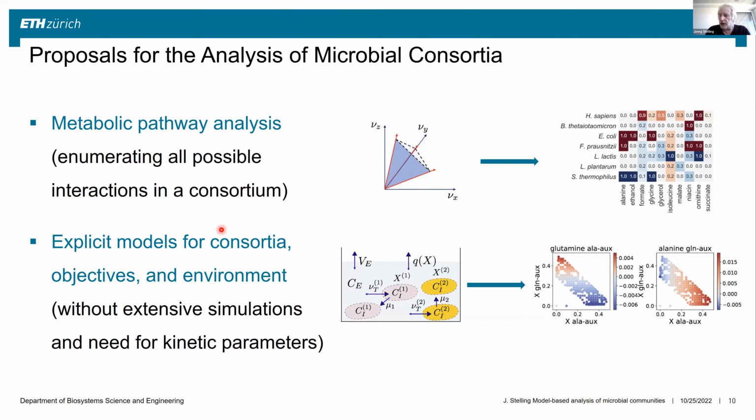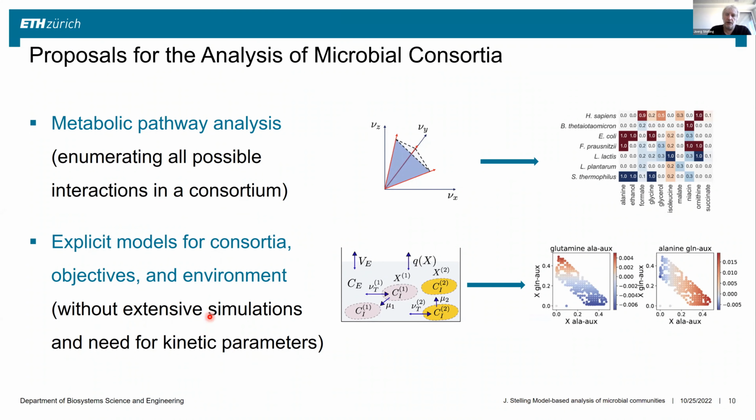And then in the second part, I want to show you an even more recent approach here, where we have explicit models for consortia, explicit models for objectives, but without having to have either dynamic FBA type simulations or the need for any kinetic parameters.